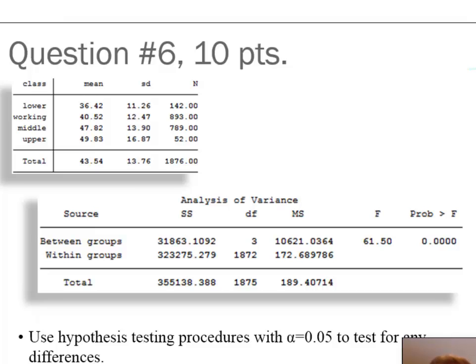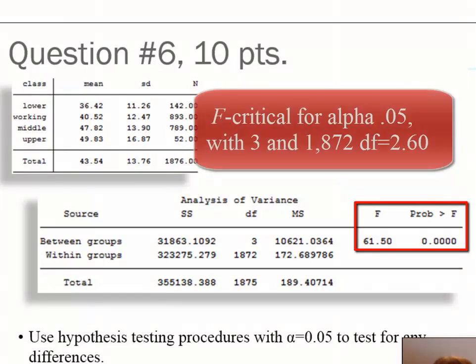Like the difference of means t-test, we have two ways of answering this question. We go right to our ANOVA table and we can look up our F statistic, which in this case is 61.50, and use the appropriate degrees of freedom, 3 and 1,872, and use the F table in the back of the book, or any F table, to determine what F critical is and compare it to this value.